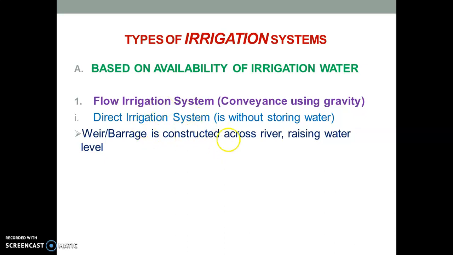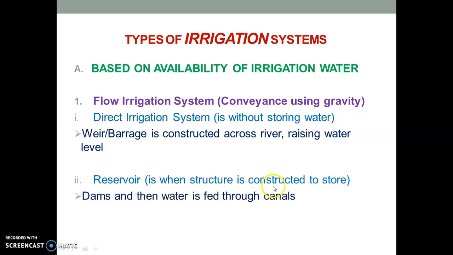storing water. Now in this system, we construct a weir or a barrage across a river and raise the water level. A weir or a barrage, we'll see what weirs and barrages are next. They are constructed across the river, and hence the water level of the river rises on the upstream side of the weir or the barrage, and that raised water level is then transported through diversion canals to agricultural fields.